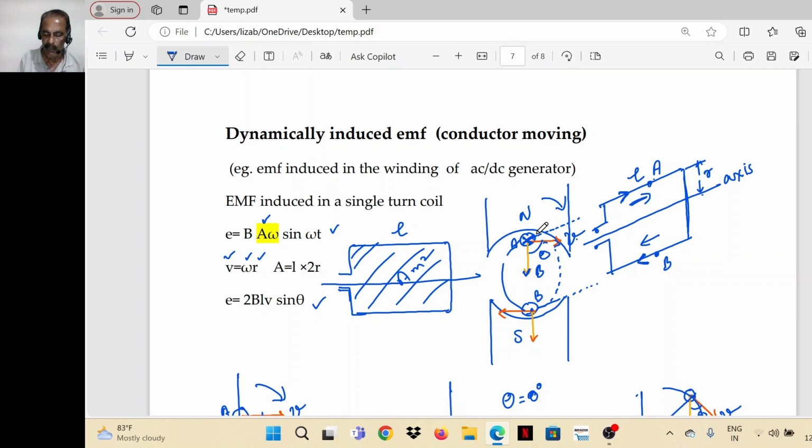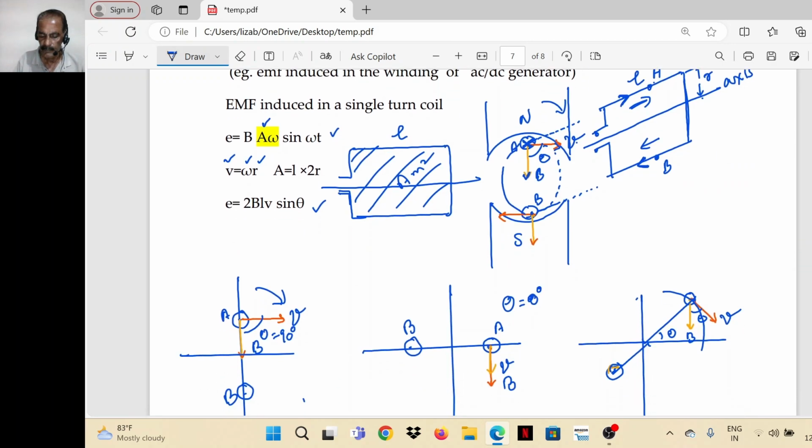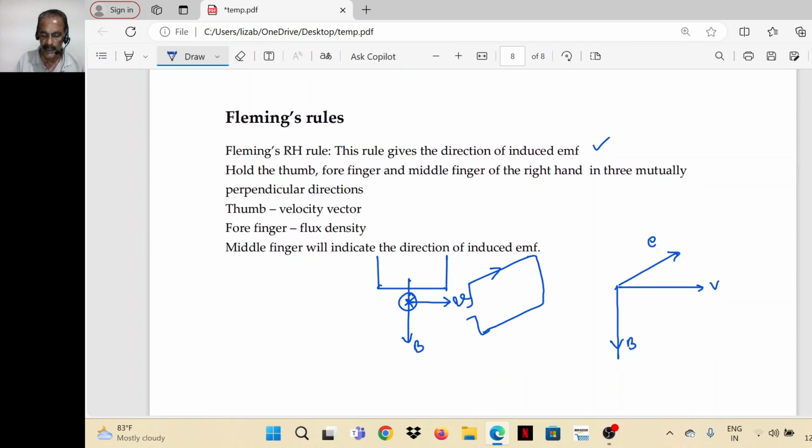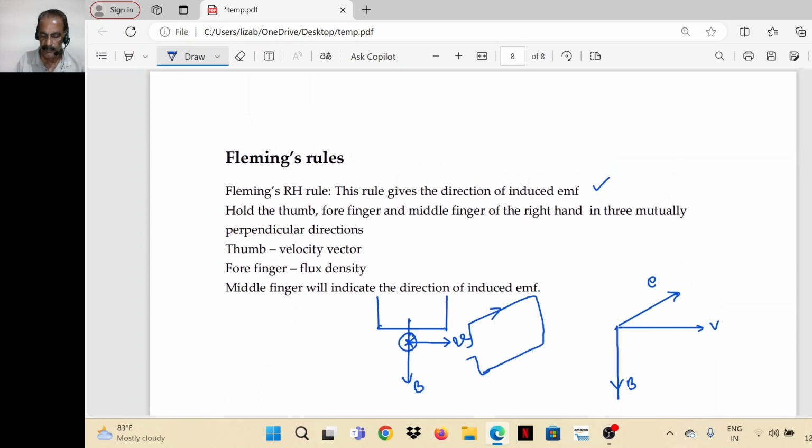So on this figure, if you keep your right hand with the three fingers in three mutually perpendicular directions, then your middle finger will be inward into the paper. That means this is the direction of induced EMF. On B, you will get the opposite direction. So that is Fleming's right hand rule.